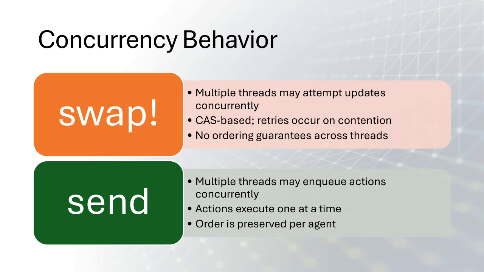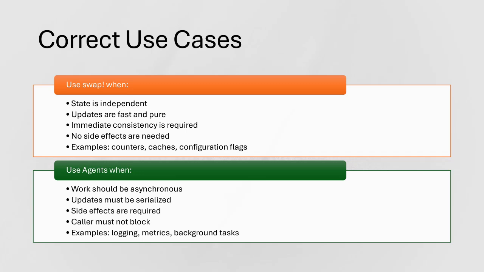When deciding whether to use swap or agents, consider the nature of the state and the kind of work involved. Use swap when the state is independent, updates are fast, pure, and require immediate consistency without side effects. This is ideal for things like counters, caches, or configuration flags where you need synchronous, atomic updates. On the other hand, use agents when the work should be asynchronous, updates need to be serialized, and side effects are necessary. Agents are suitable when the caller must not be blocked, such as during logging, tracking metrics, or running background tasks. This distinction helps ensure that your code remains responsive and correct depending on the requirements.